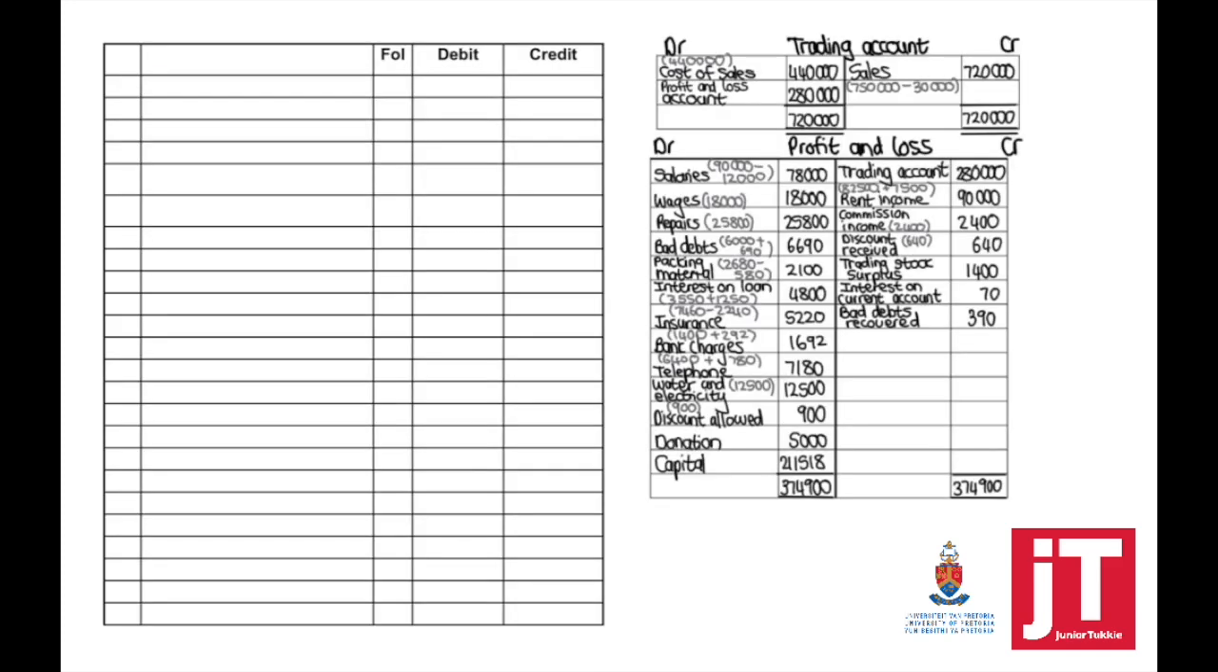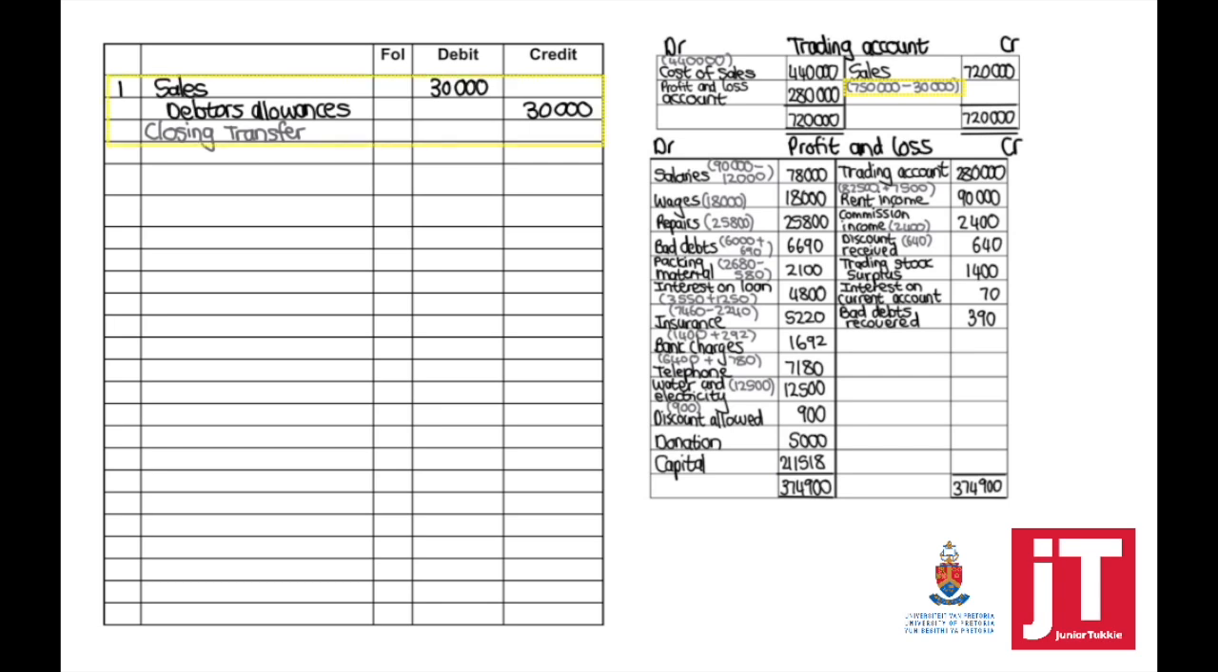Completing now the general journal. I'm going to use the trading account and the profit and loss as a base to work from, because everything is now written in there. I can get all the information from there. Starting with debtors allowances, which is closed off to sales, account debited sales, account credited debtors allowances. In the general journal, the account which is debited is always written first.